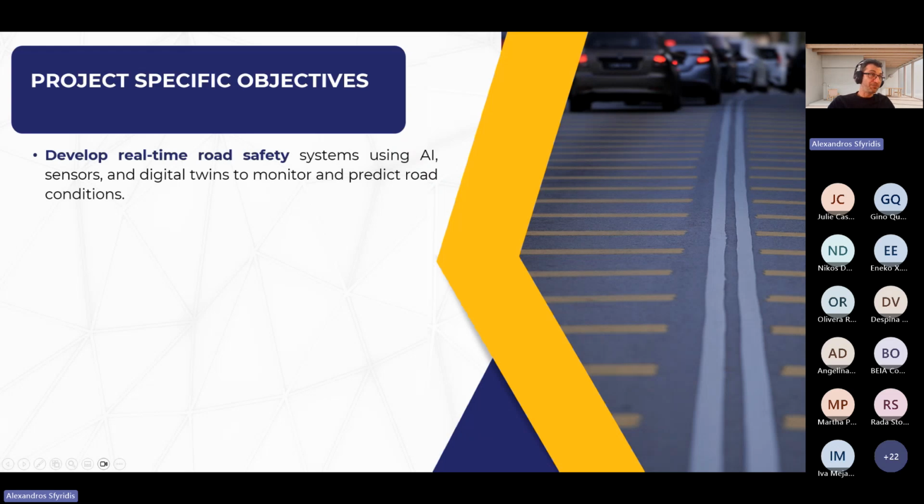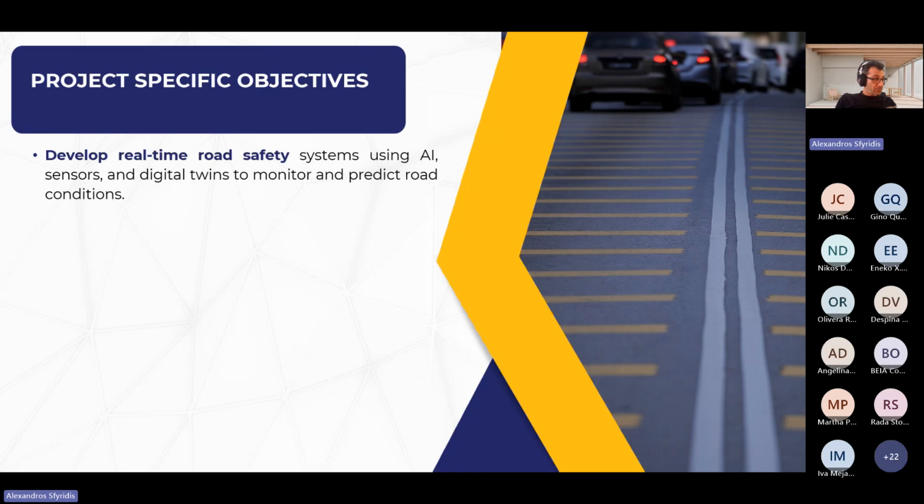But what are the specific project objectives? So to develop real-time road safety through monitoring and predicting road conditions based on AI data from different sensors and digital twins.